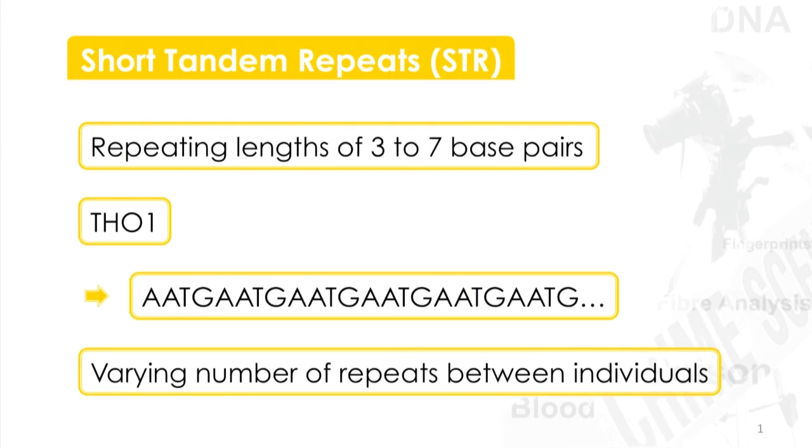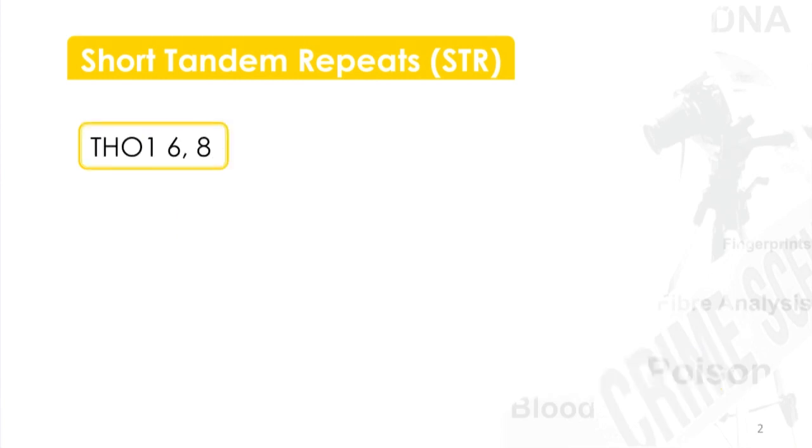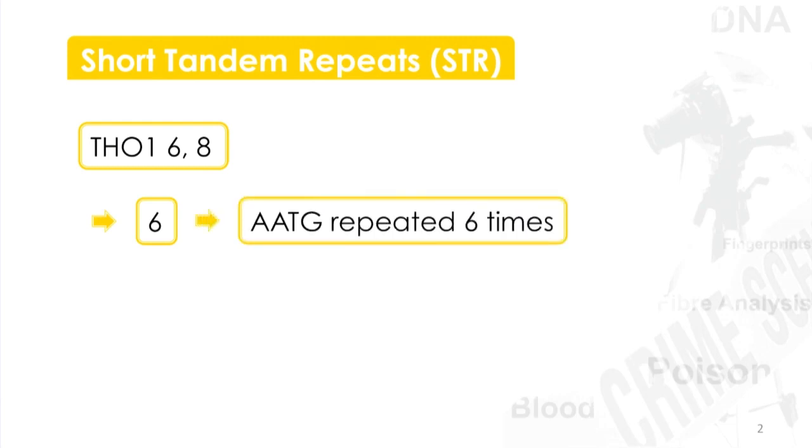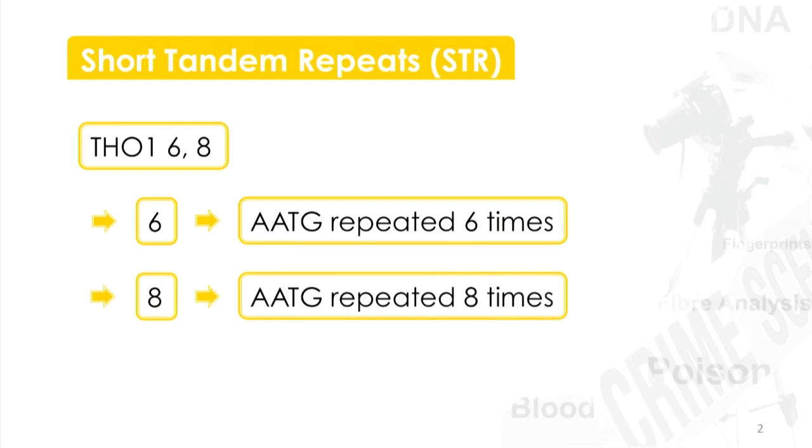So, for instance, a person might have the relatively common TH01 6,8. In fact, about 4% of people have TH01 6,8. Now, what does the 6 and the 8 mean? The 6 means that the AATG sequence is repeated in a block 6 times. And the 8 means that within the block, the AATG sequence is repeated 8 times.